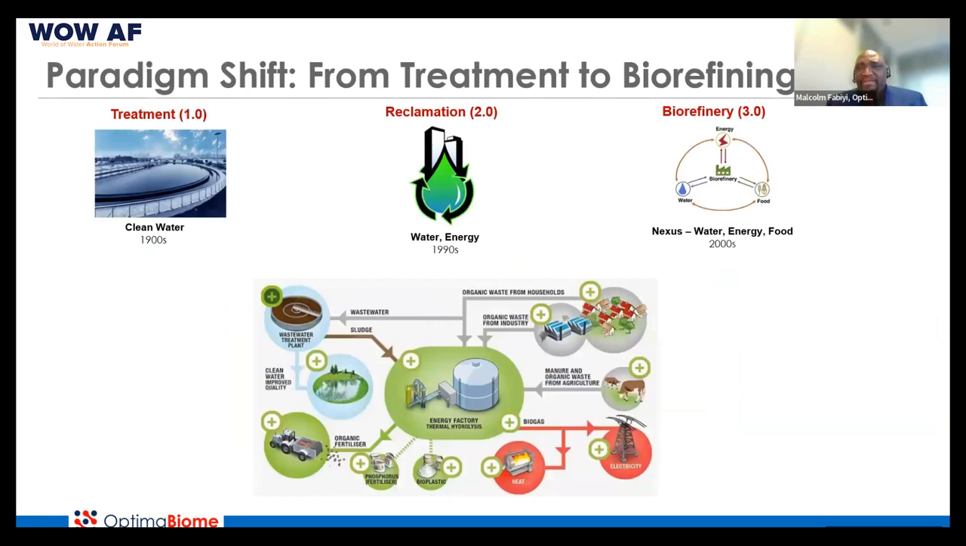The other fundamental paradigm shift that I think we also need to consider is: should we even be talking about waste treatment?